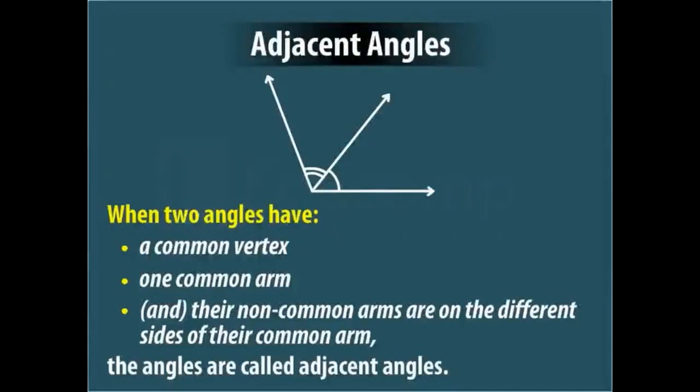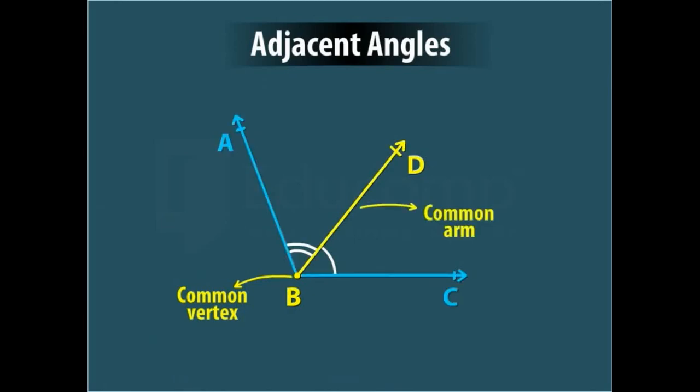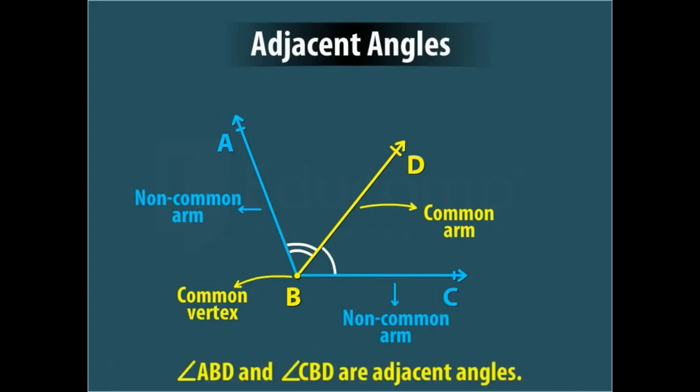When two angles have a common vertex, one common arm, and their non-common arms are on the different sides of their common arm, they are called adjacent angles. Look at these angles. B is their common vertex, ray BD is their common arm, and rays BA and BC are their non-common arms. The rays BA and BC are on the different sides of the ray BD. So, angle ABD and angle CBD are two adjacent angles.